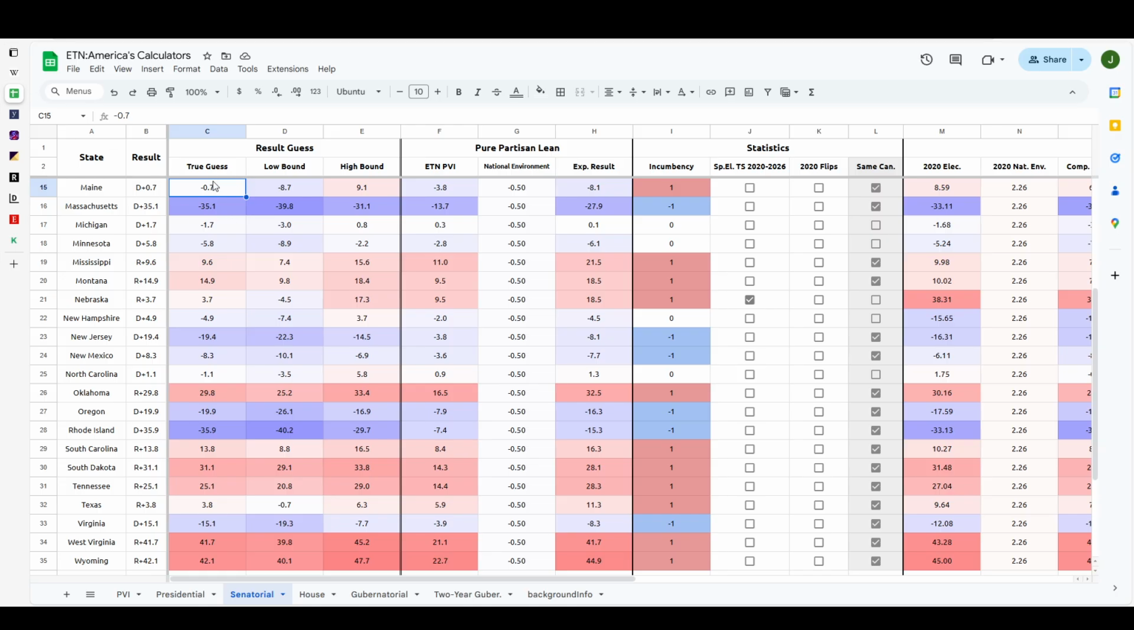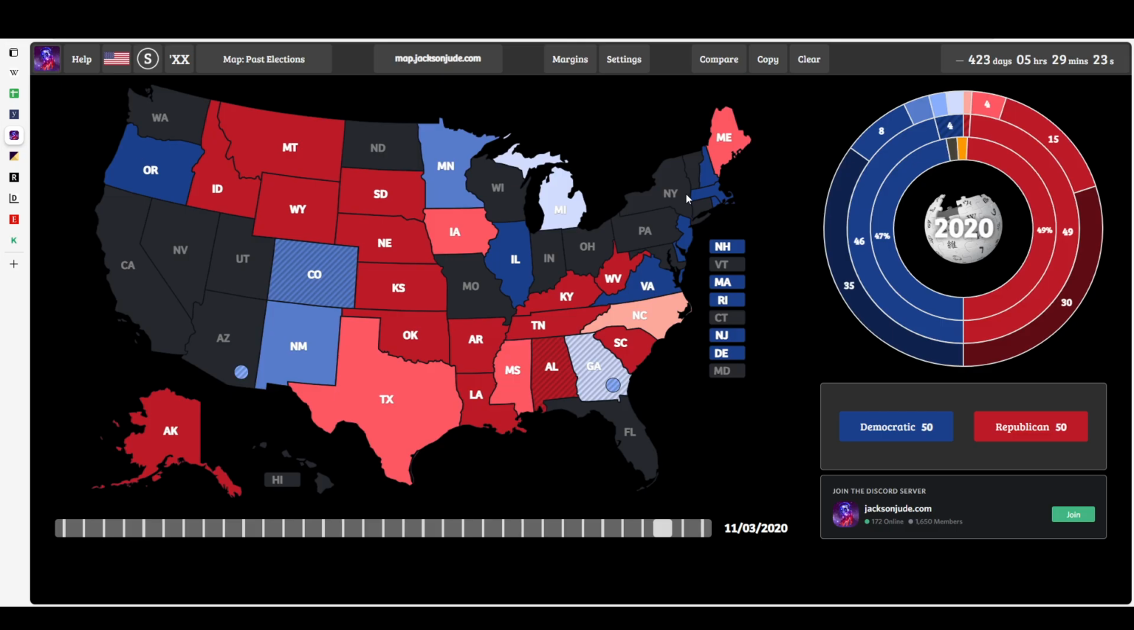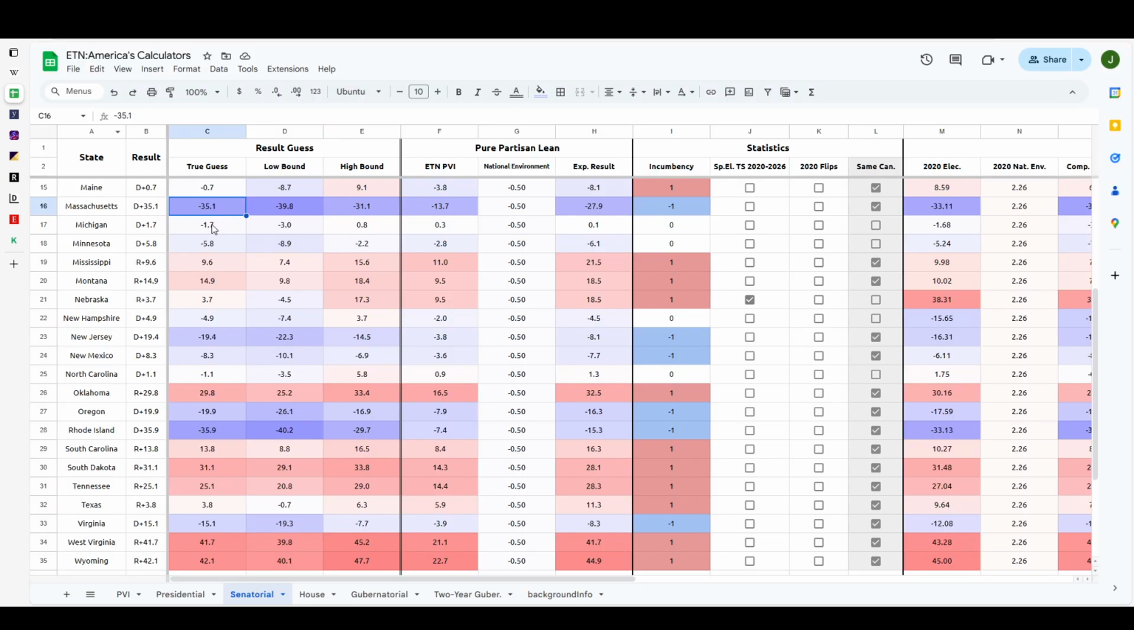Massachusetts, that is going to be a strong win for the Democrats. No surprise there. Markey winning by 33, and that's probably going to go up to 35.